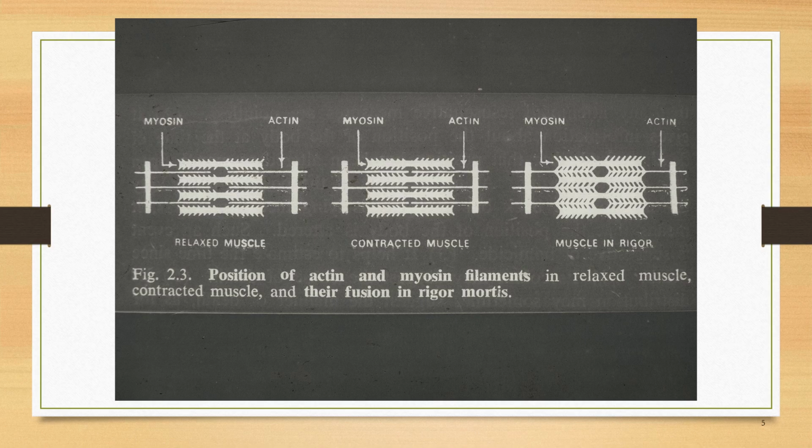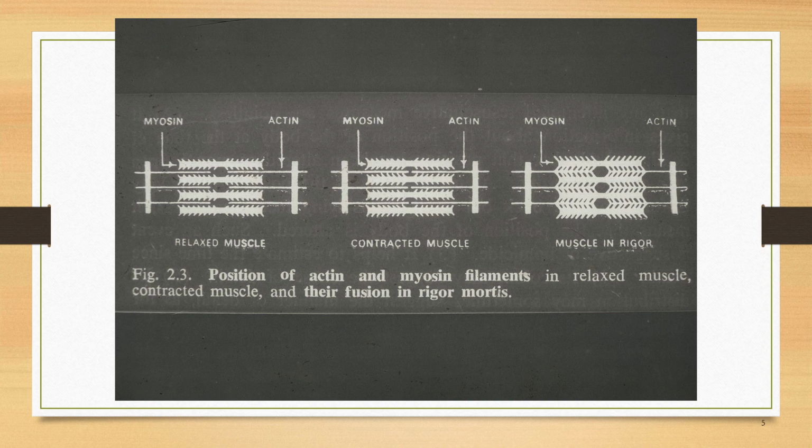Here you can see in the diagram the normal relaxed and contracted stages of the myosin-actin filaments. In the relaxed state, the filaments are separated, and in the contracted state, normally when there is alternate contraction and relaxation of the muscle, the contraction stage is like this. In rigor mortis, the actin and myosin filaments are intermingled and fixed.